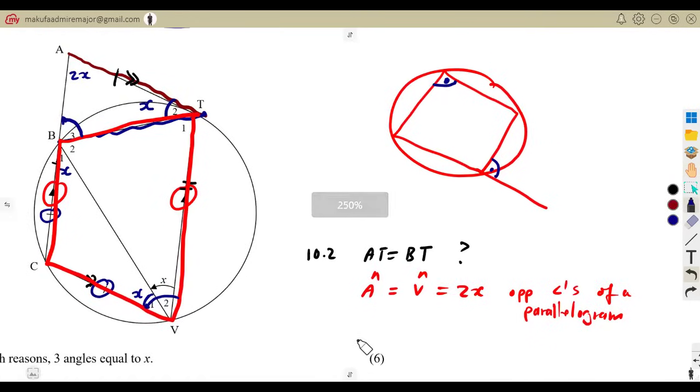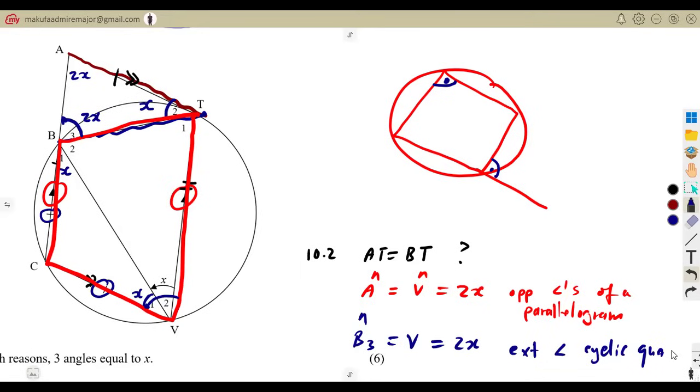So that's another part to be considered. B3 is also equal to angle V, which is 2x. So this is 2x. This is the exterior angle of a cyclic quad. So you're just going to write in short, exterior angle, cyclic quad. The exterior angle of a cyclic quad is equal to the opposite interior. So that's x plus x, which is 2x.